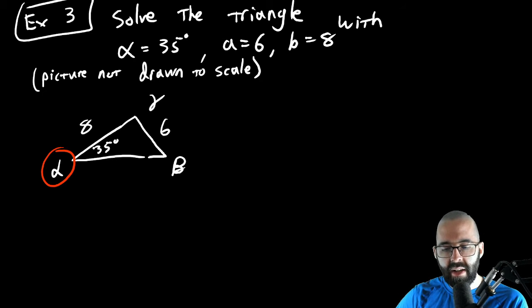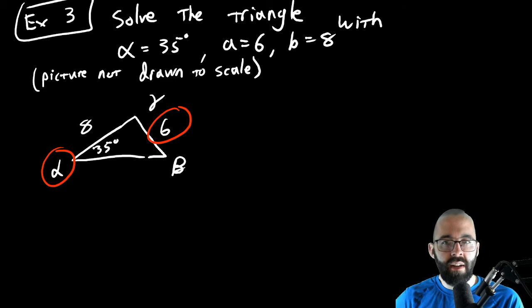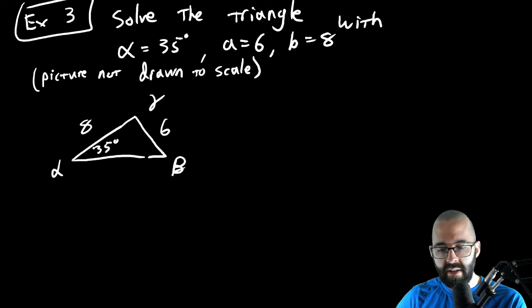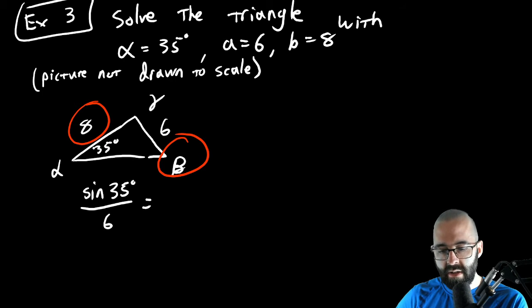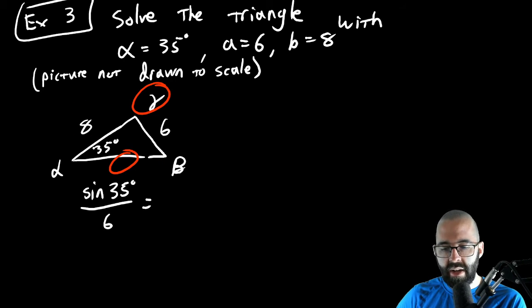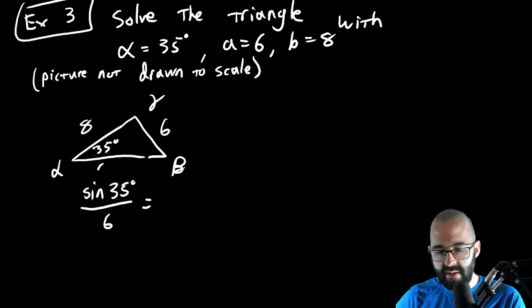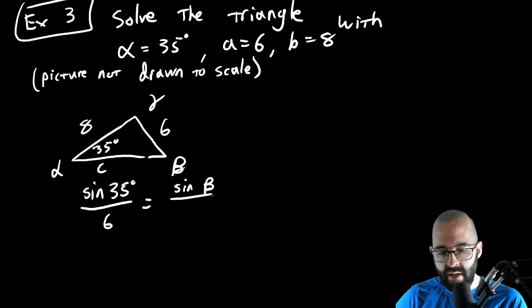How do we start? We pick a pair of angle and opposite side that we know. In this case, A and alpha. And use the law of sines. Sine of 35 degrees divided by 6. And now we pick a pair that we don't know. This pair would work. This pair would not. Right? We don't know what C is. So we're going to have to choose this pair. Beta and 8. Equals the sine of beta divided by 8.